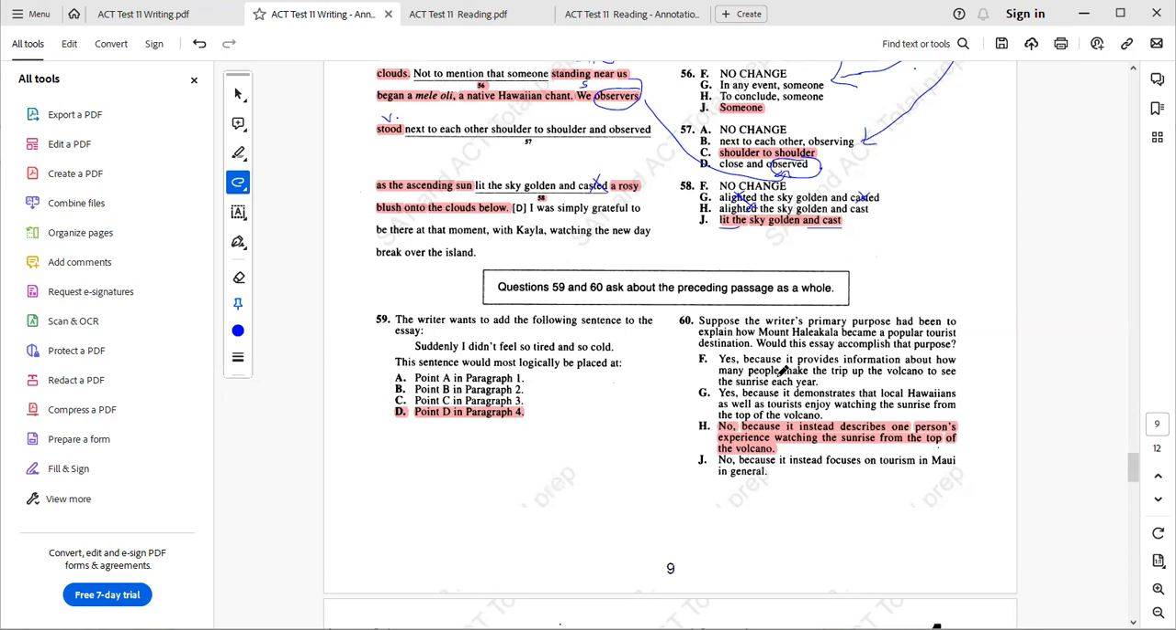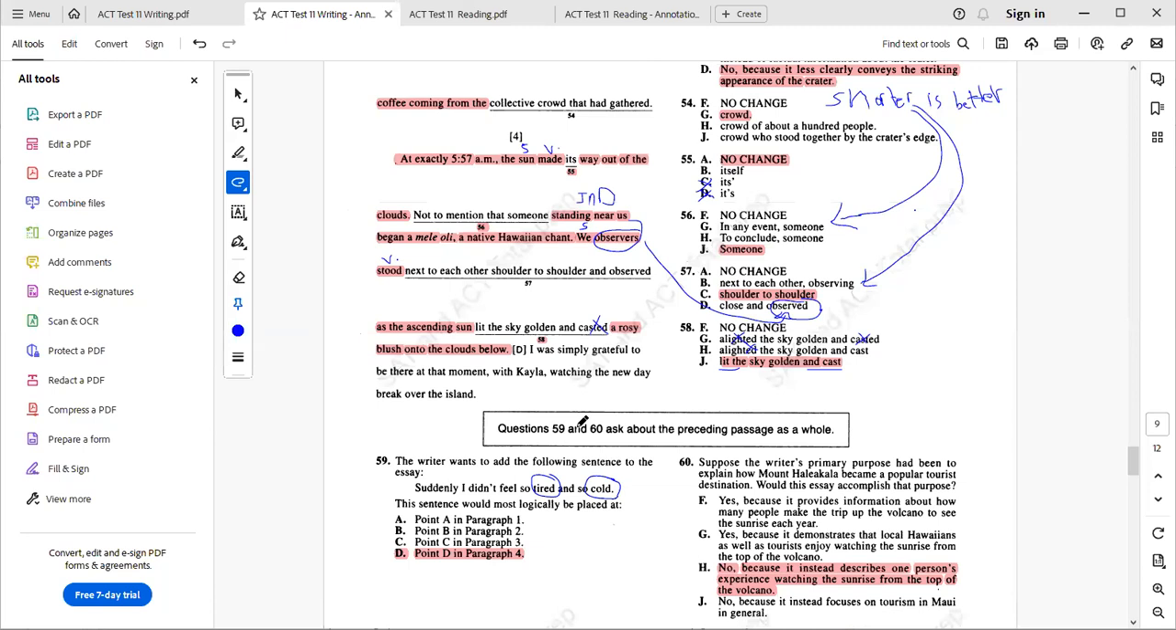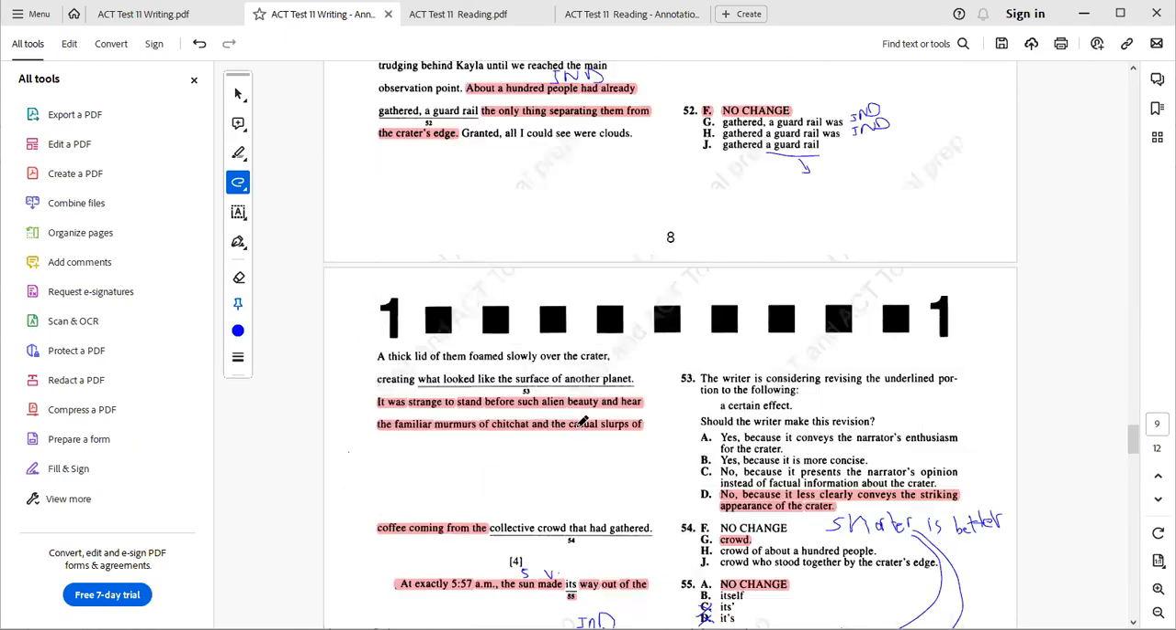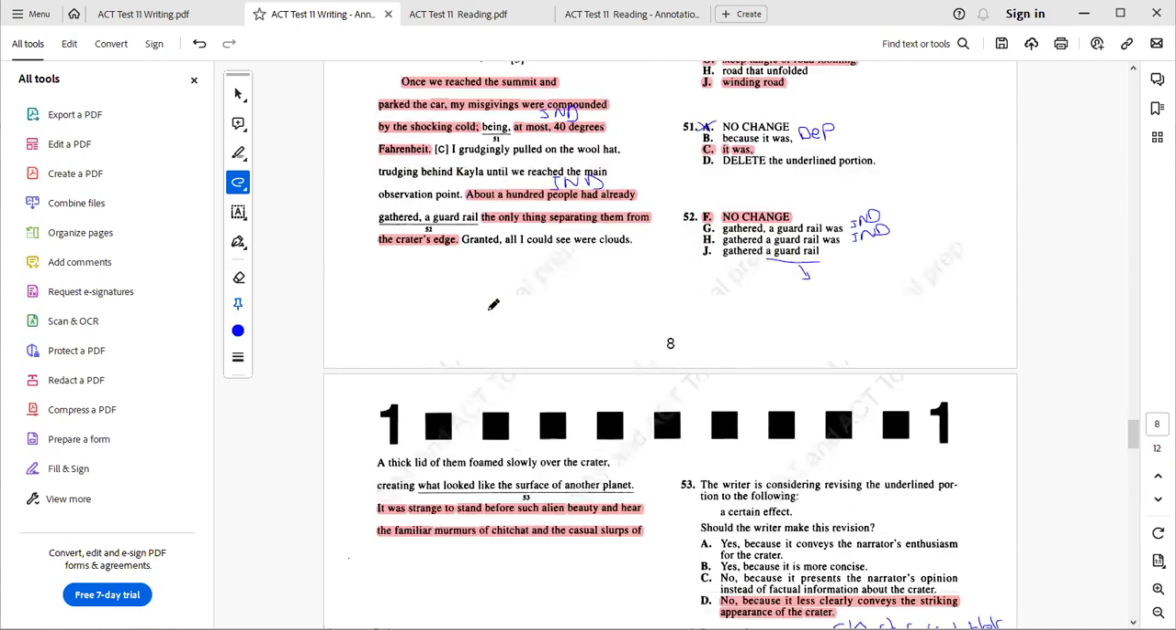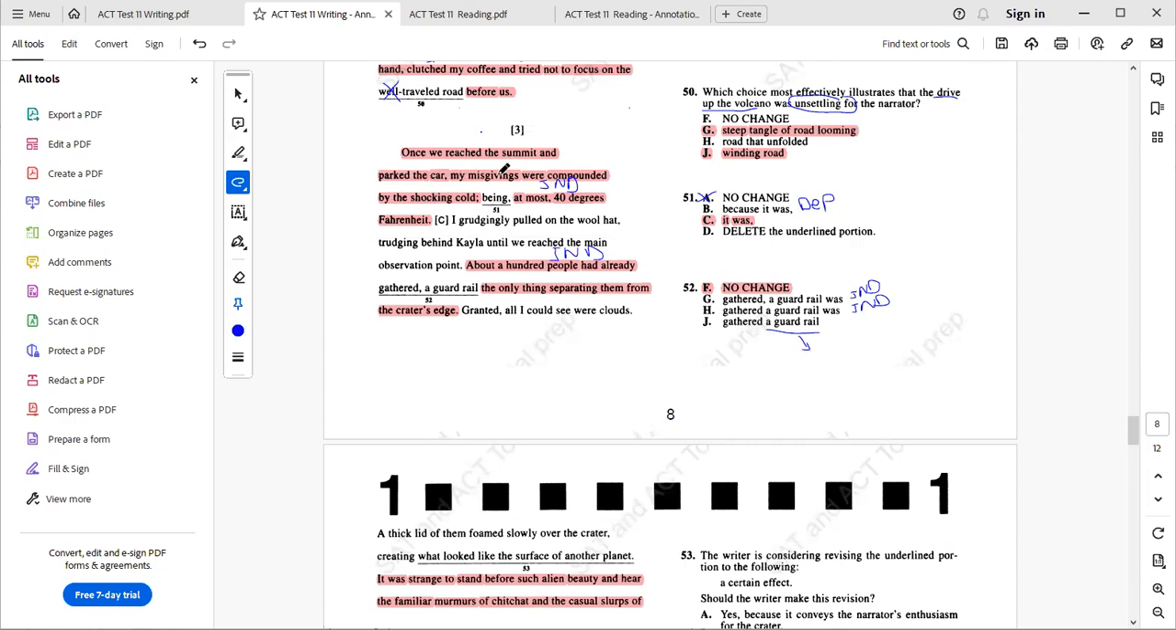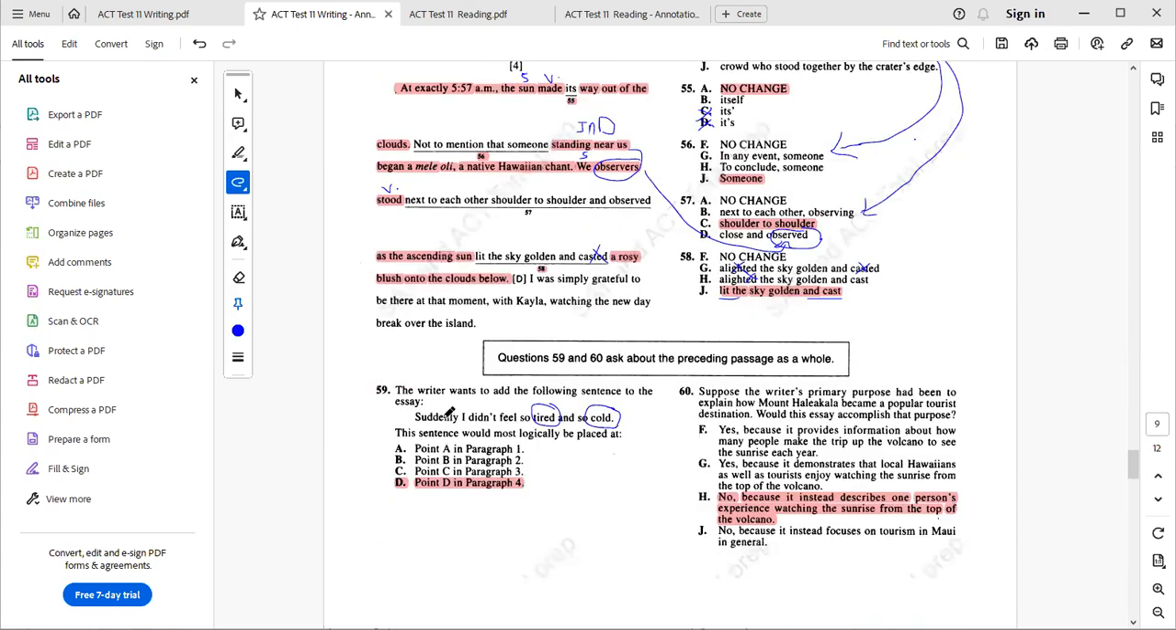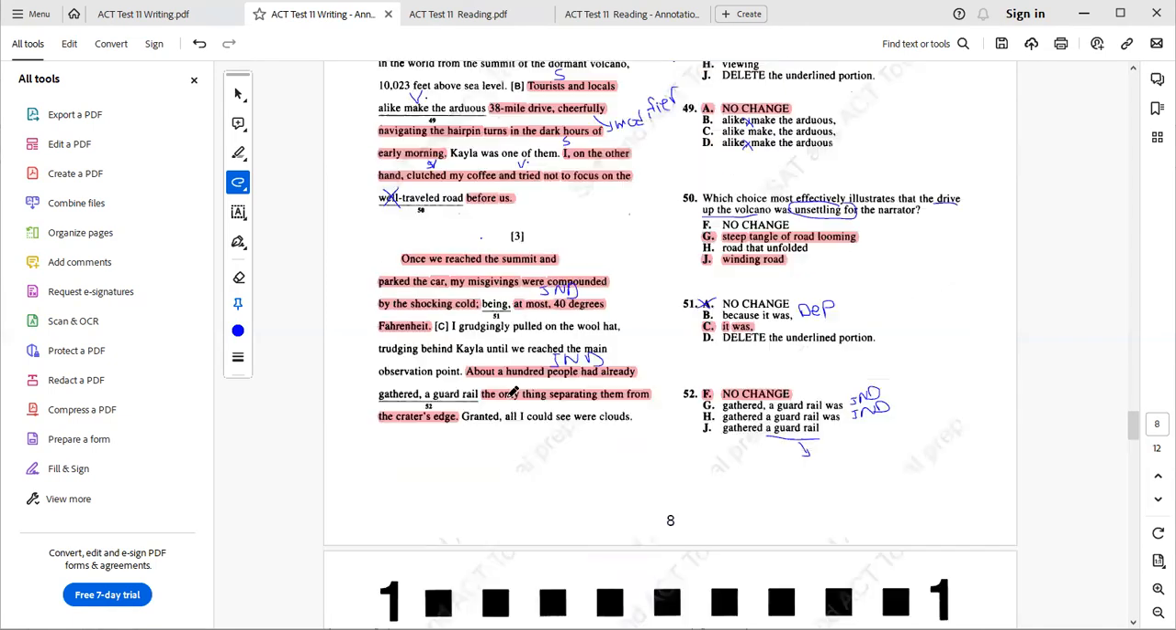60. لا في 59. 59 you make it wrong. He said the writer wants to add the following sentence to the essay. So we must find the keyword. Suddenly I didn't feel so tired and so cold. تعال نشوف البوينت اللي عملت عليها انجينير زياد. انت قلت C. Point C in paragraph 3. شوف قبلها وبعدها. Once we reached the summit and parked the car, my misgivings were compounded by the shocking cold. It was at most 40 degrees Fahrenheit. خلي بالك ده الدنيا كانت ساقعه. وحضرتك هنا رحت قلت لي ايه؟ Suddenly I didn't feel so tired and so cold. مع ان الدنيا ساقعه. خلينا نكمل.